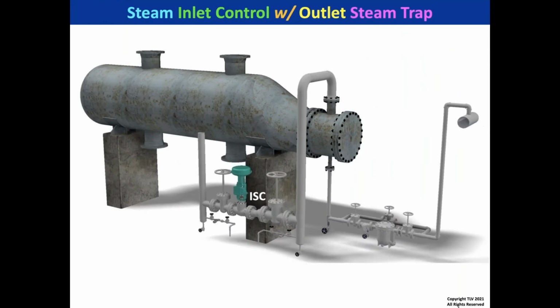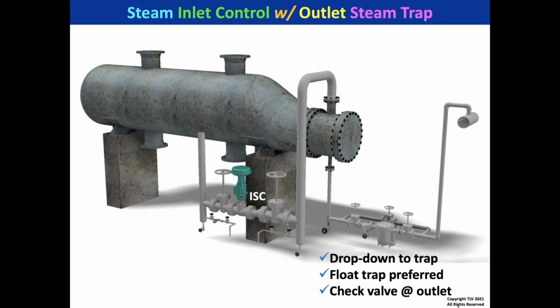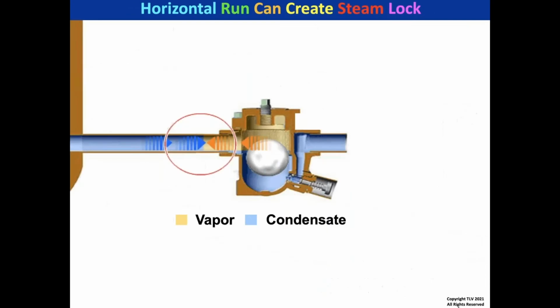Thank you. We're going to start with a kettle reboiler that's got steam inlet control and an outlet steam trap, and there is the trap. The trap has to be selected and sized properly, but there are three other items to consider: why we would have a drop down to the trap, why a float trap is preferred, and why a check valve should be on the outlet. So I'll start first with why a drop down to the trap.